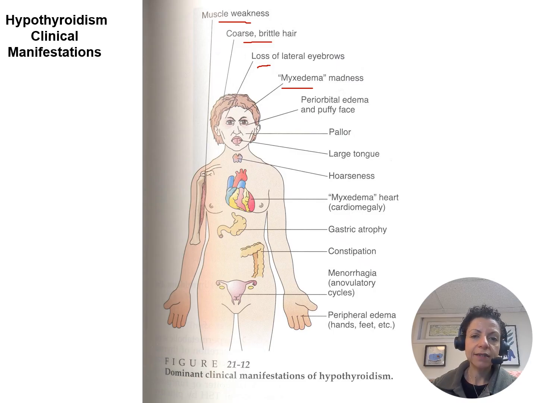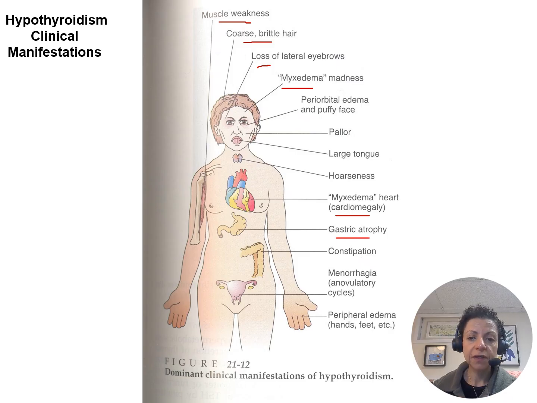We also see myxedema affecting the heart, and the result is this cardiomegaly, right, that can really affect heart function. We also see edema in the periorbital space and a puffiness, right? So we can see this sort of facial puffiness. The tongue gets a little enlarged, again, that myxedema. People are going to look not well. They're going to have these pale faces. Their voice will be a little hoarse.